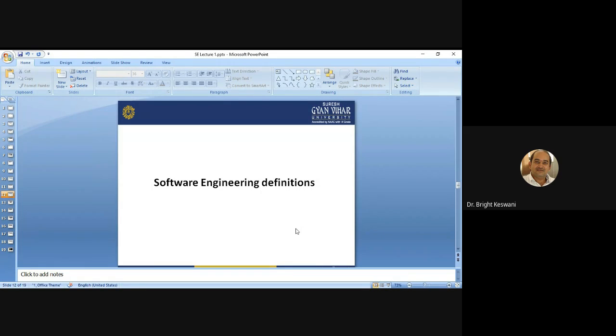So there are so many definitions about software engineering. Basically, the aim of software engineering is the production of quality software that is delivered on time, within budget, and that satisfies its requirements. A software which satisfies the user requirement is very important.